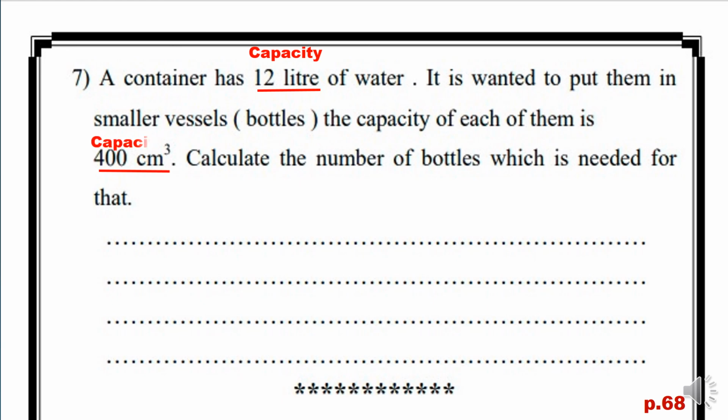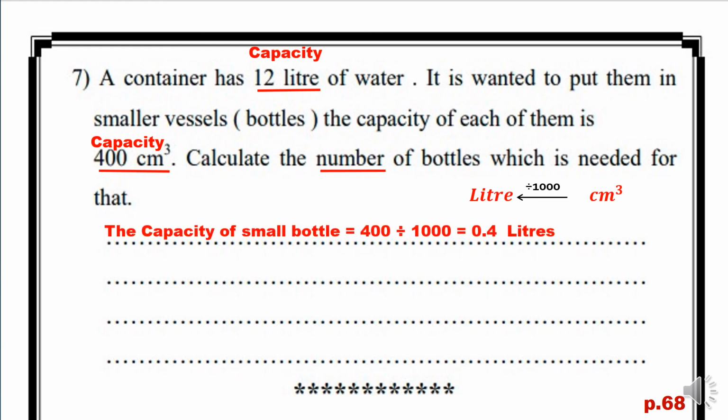So first, I have to change the capacity of the smaller bottle from centimeter cube into liter. To change from centimeter cube to liter, I will divide by 1,000. So the capacity of the smaller bottle will be 400 divided by 1,000 equals 0.4 liters. Now I can get the number. The number of bottles will be equal the big capacity over the small capacity. The big capacity is 12 over the small capacity is 0.4, so the number of bottles is 30 bottles.